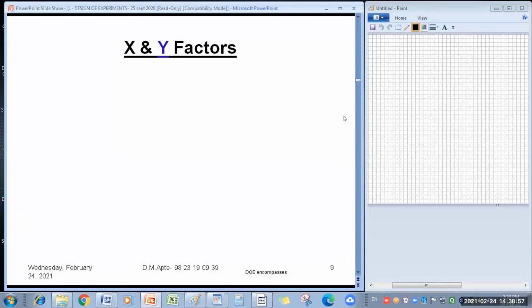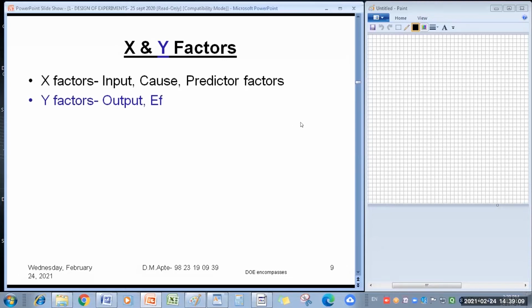Now, how do we deal with these X and Y factors? By what other names? X factors are called input factors as well as predictor factors. Y factors are also called response factors. Predictor, response. You have to remember these terms. We are going to share all these slides with you for your reference. When you go back, please remember these terms because at an advanced level we are going to use them. You might have seen Minitab software. In Minitab, these terms are indicated.